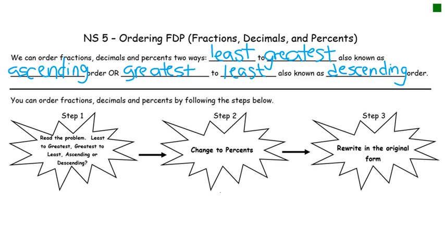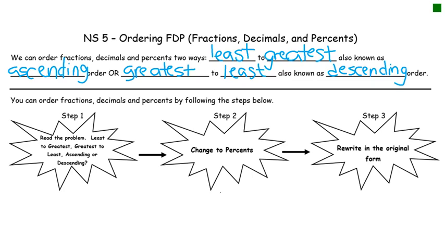So you can order fractions, decimals, and percents by following the following steps. Step 1, read the problem. Least to greatest, greatest to least, ascending or descending. What is the problem asking you to do? Make sure you order your values in that order or your answer will be wrong.